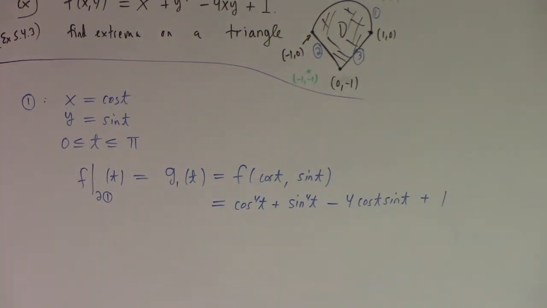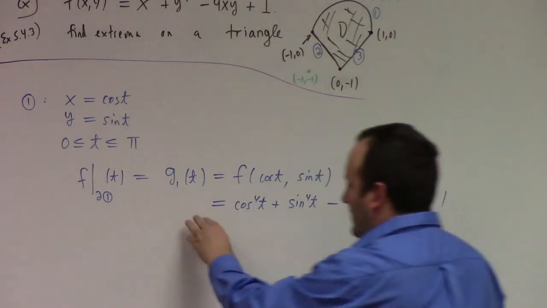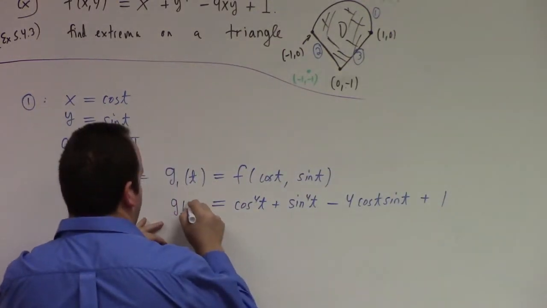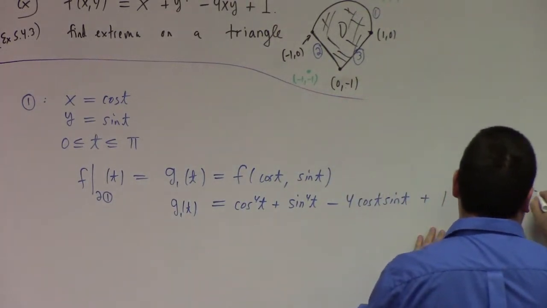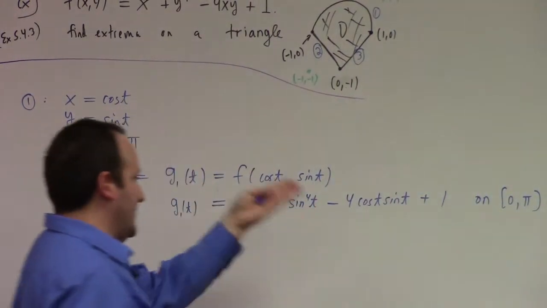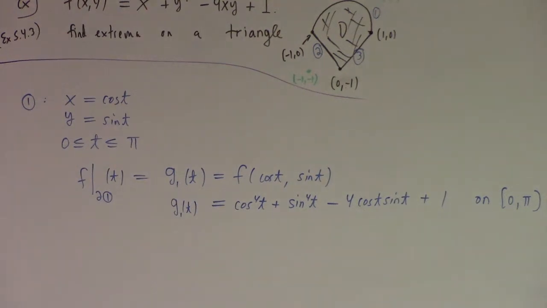That's a function of one variable. How do you figure out where that's minimized or maximized? So we're looking at g1 of t on the closed interval, 0 to pi. How do you minimize or maximize that? Remember calculus 1? We look for critical points, and then we check the endpoints. What are the endpoints? 0 and pi, right?